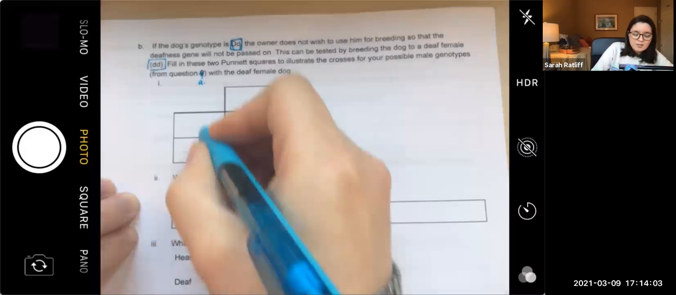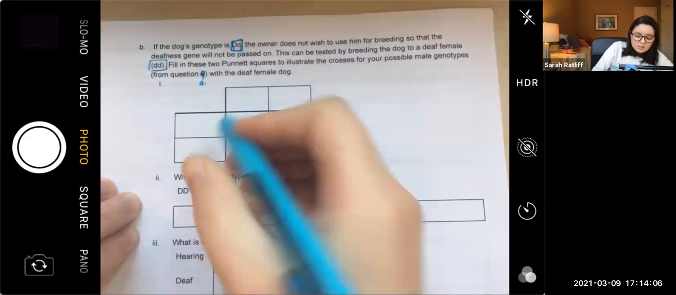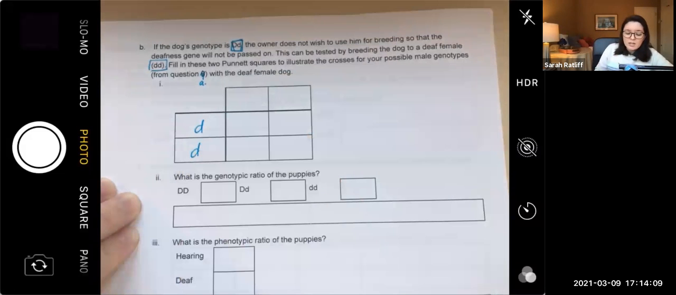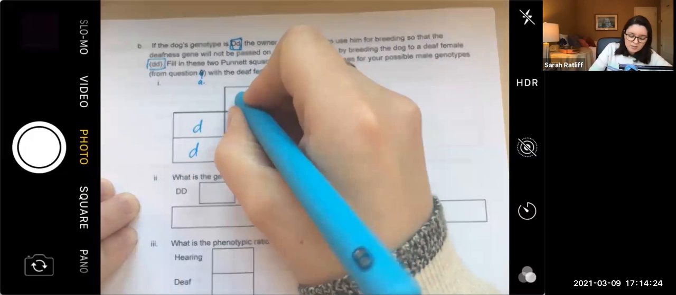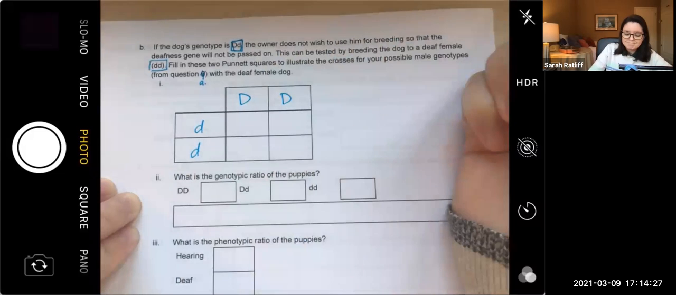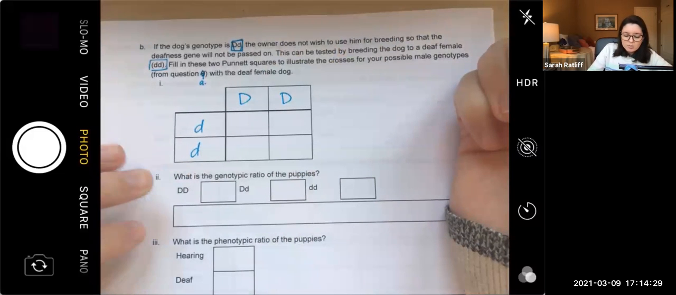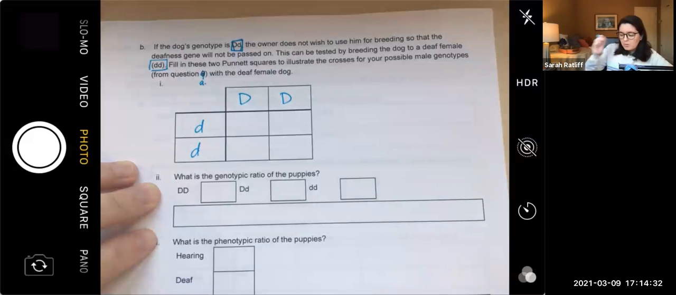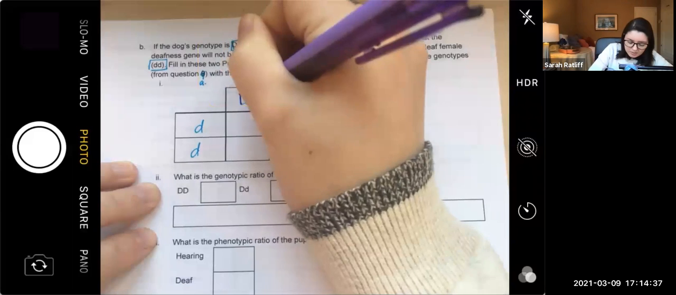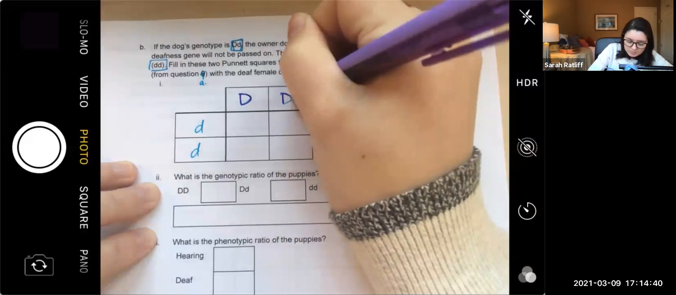Best practice says females go down the side, males go across the top. So little d for the female. And we need to figure out what Gilbert is. Is he homozygous dominant or is he heterozygous for deafness? Okie doke. Well, we're going to do 2 Punnett squares anyway. So let's just start off with the homozygous one. We're going to do a big D, big D. All right. So now, actually, I'm going to make this purple. Let's give a little bit of contrast here. Big D, big D. All right.